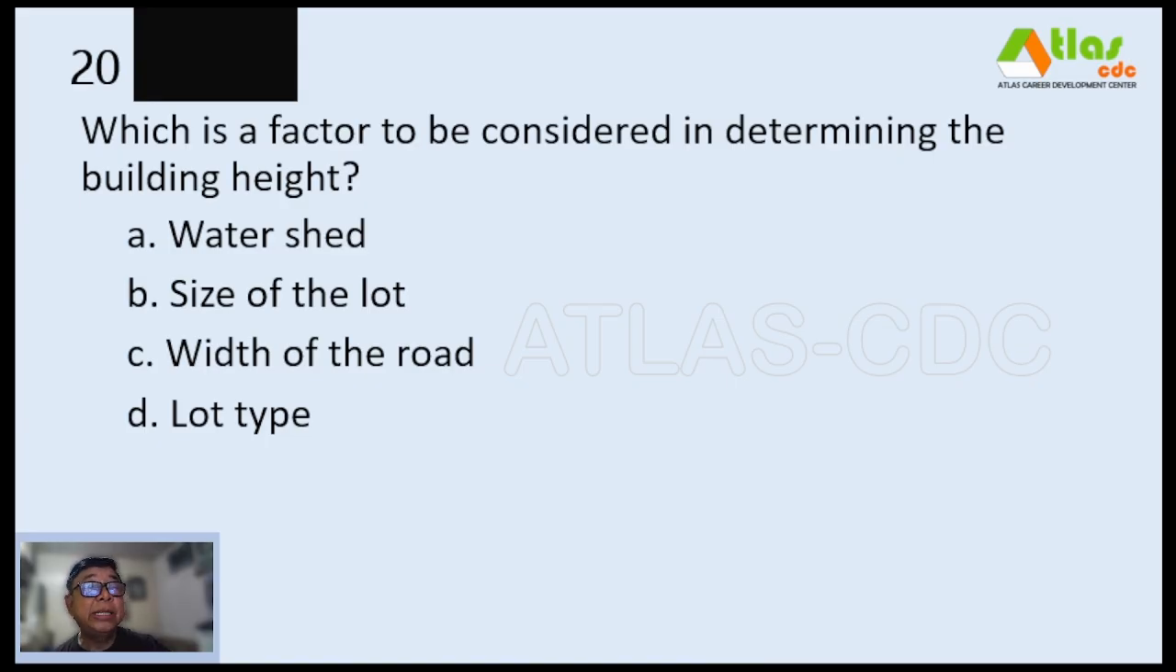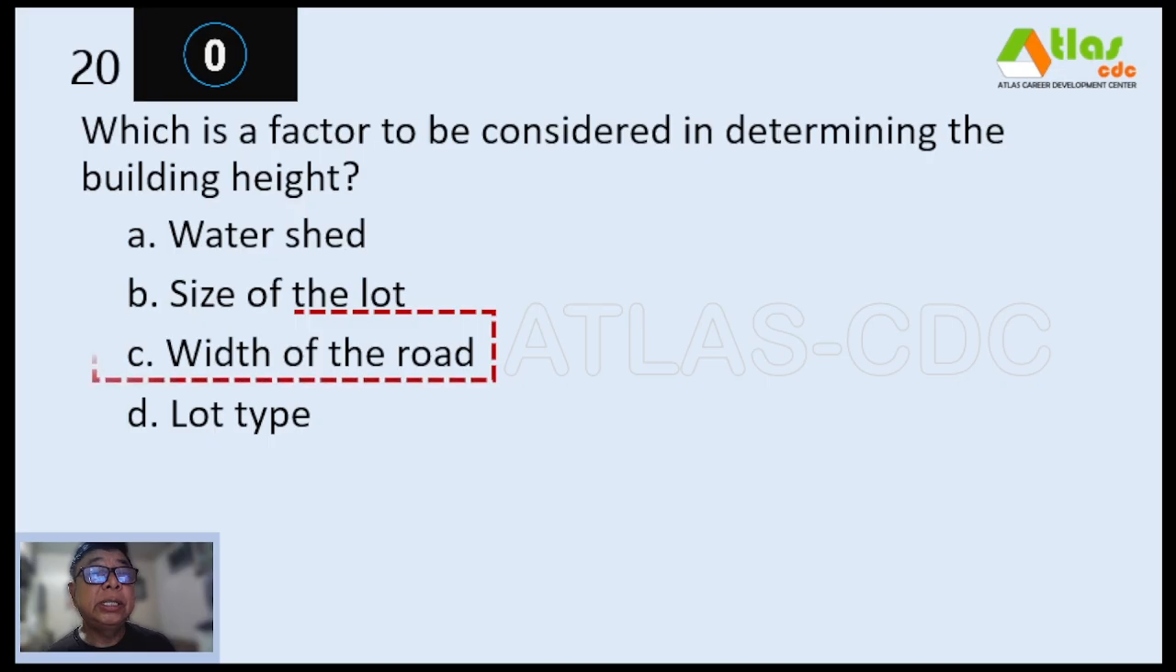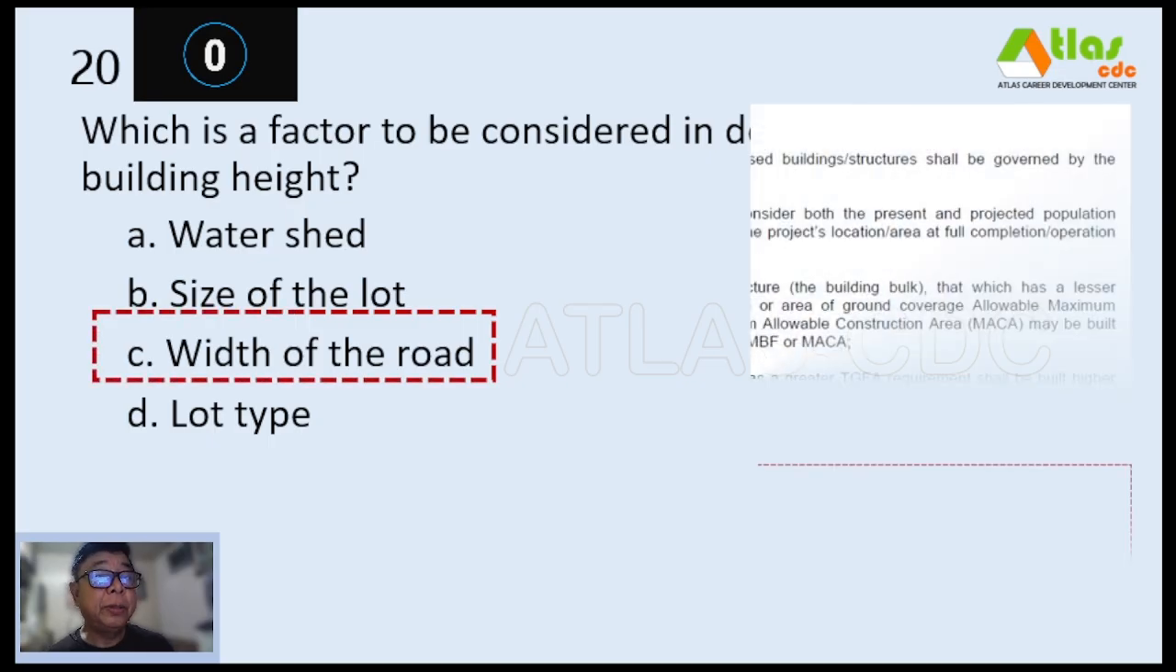Number 20. Which is a factor to be considered in determining the building height? A. Watershed, B. Size of the lot, C. Width of the road, and D. Lot type. And our correct answer is letter C, width of the road.